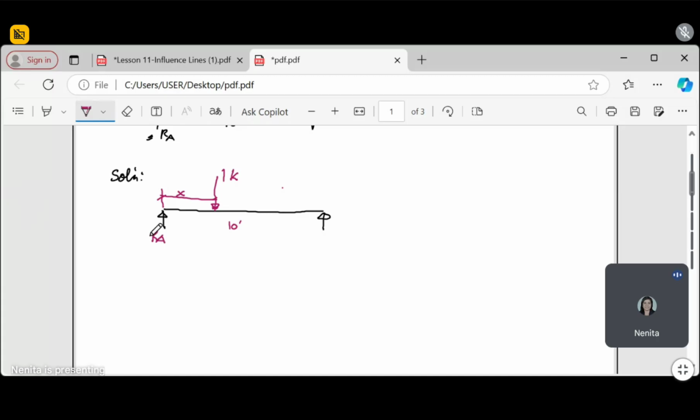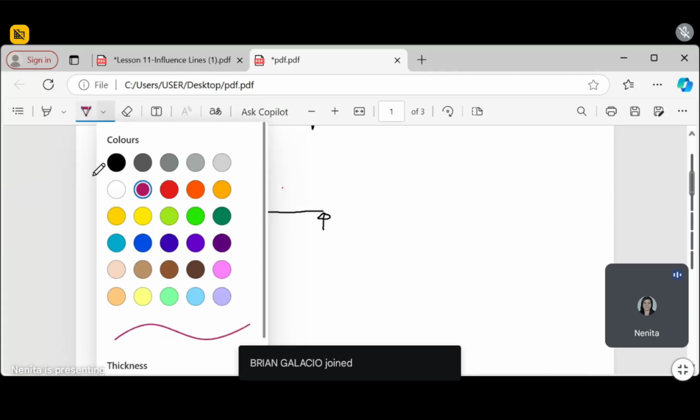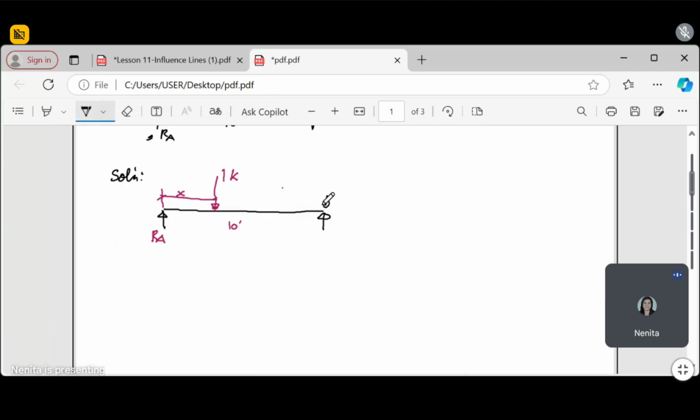So, sa pagkuha ng reaction, in getting the value of R sub A, magkuha tayo ng moment sa B. Let's say, taking moment at point B, summation of moment at point B is equal to 0. Ang load natin is this one kip load. So therefore, we have R sub A times 10.